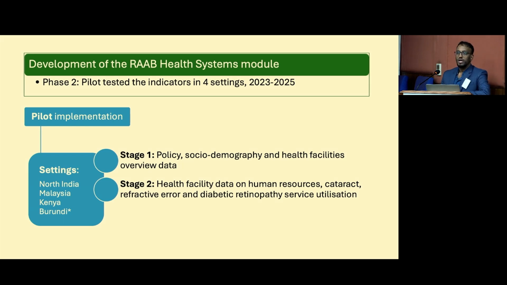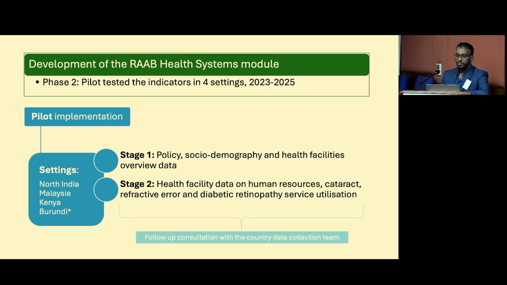So in stage 1, the local data collection team collected data on policy, socio-demographic, and health facility overview data. And as Jack mentioned, it was tailored to the existing RAAB survey going on in the country. So we didn't have a separate team for the data collection, but we tried to fit with the ongoing RAAB survey so that it won't be too expensive to carry out. And then, depending on the data availability, they decided whether they had to go to the health facility to collect human resource data and service-specific conditions, or in some cases like in India and in Malaysia, the central team communicated to the district team and then contacted the health workers and asked them to provide the data, and they compiled the data at the center.